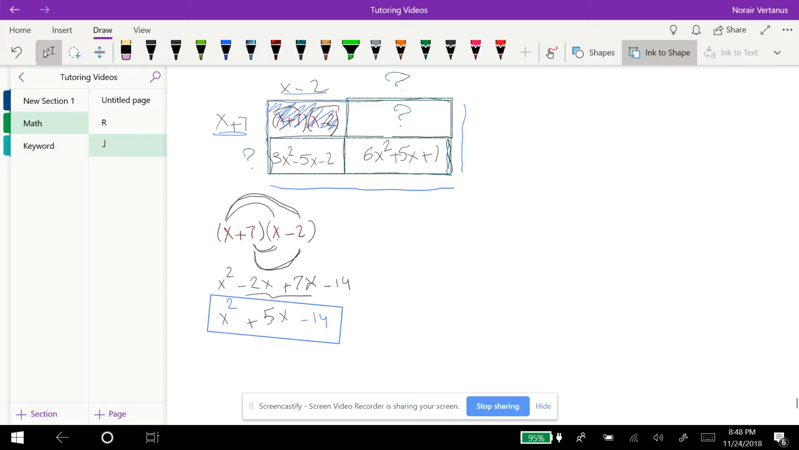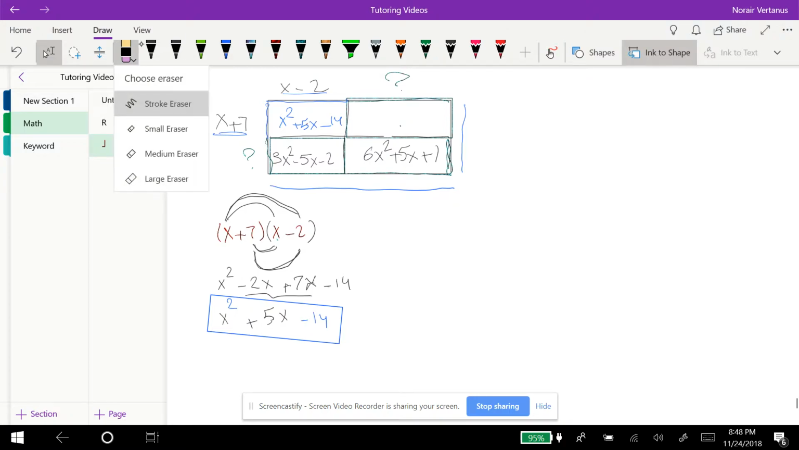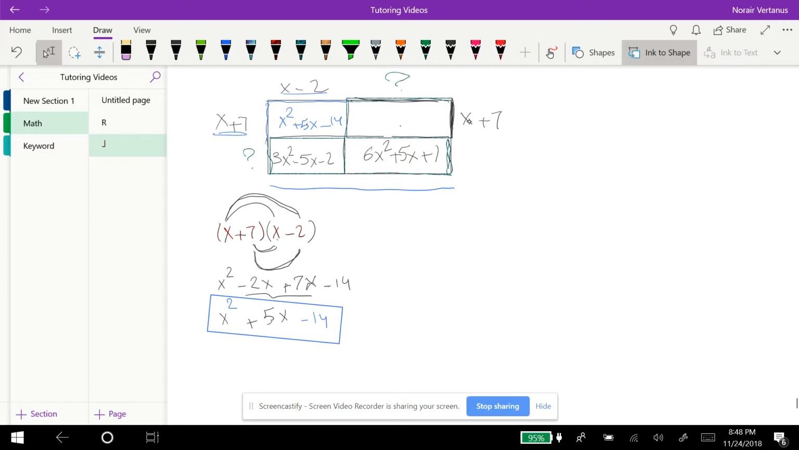So that's for here. That's going to be equal to x squared plus 5x minus 14. Now let's figure out what this one is. Can we do that? Probably not, right? Let me erase this. Since I have x plus 7 here, I know the height of this rectangle, but I don't know the base to multiply it and figure it out. So I'm going to leave that for later.